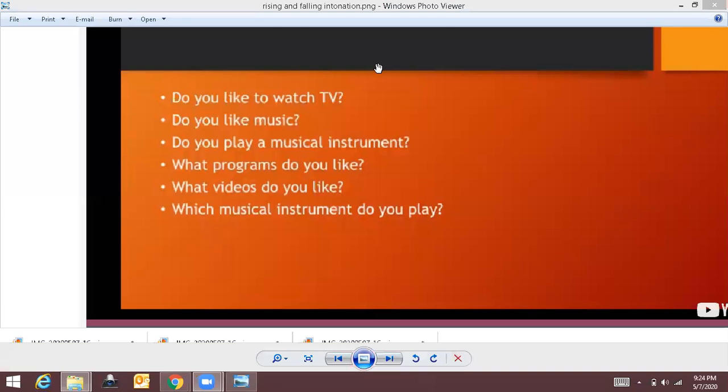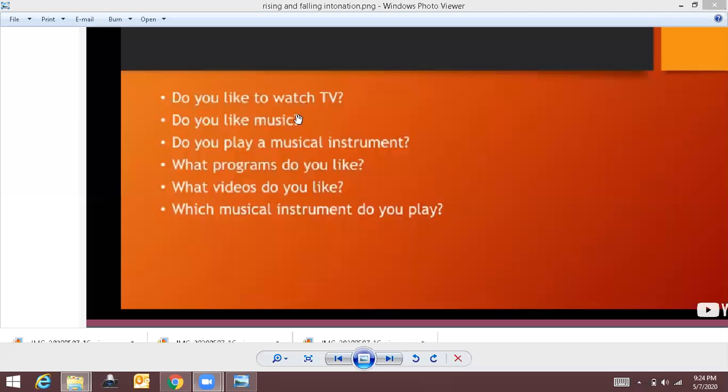Okay, so I'm going to assign you to be working in pairs. We have a good number today, so I'm going to make 8 groups so you work in pairs. Now, just remember one thing. When the question is do or does, there is a rising intonation. If the question is a WH question, like the last three, then you're going to have a falling intonation.